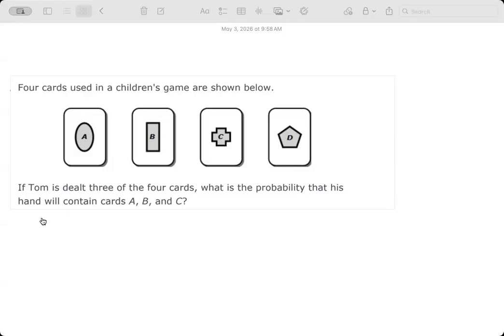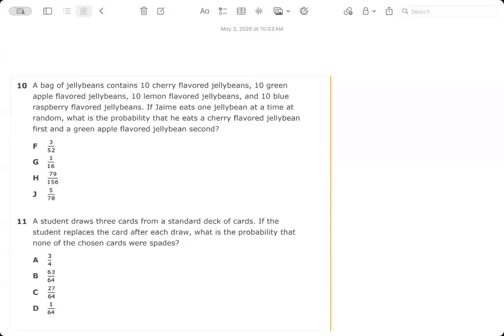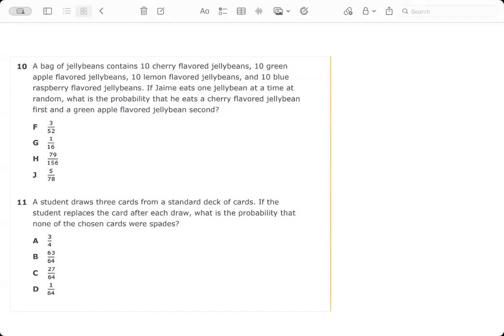This is good. Okay, let's see these two. Probability is a hard part. But if you're stuck only, we'll do each. This one, how about this? You can try both. A bag of jelly beans contains 10 cherry flavored jelly beans, 10 green. You can read it. Jane eats 1 jelly bean at a time at random. What is the probability that he eats a cherry flavor?